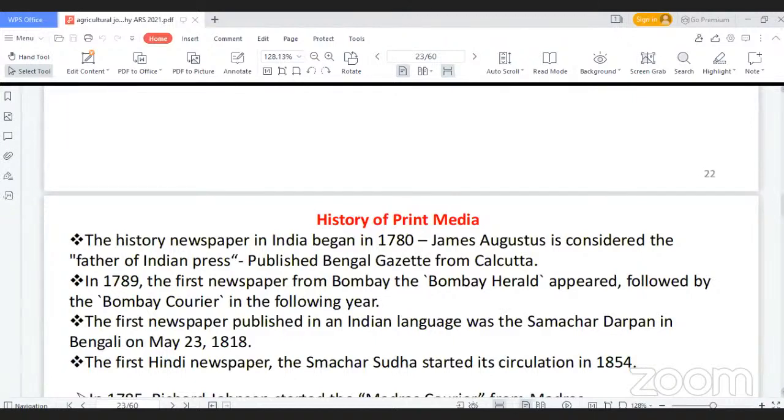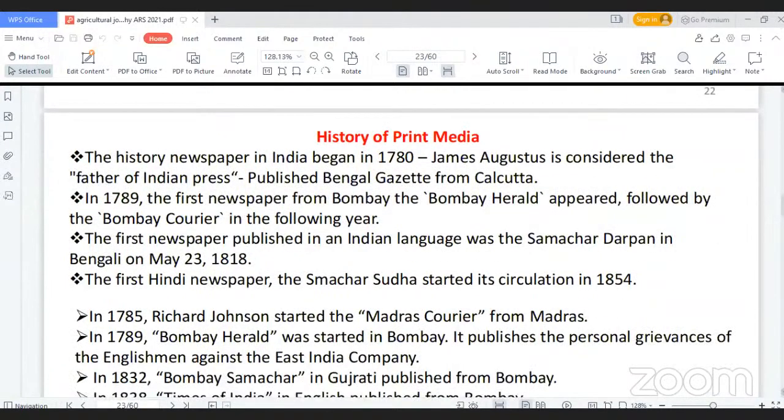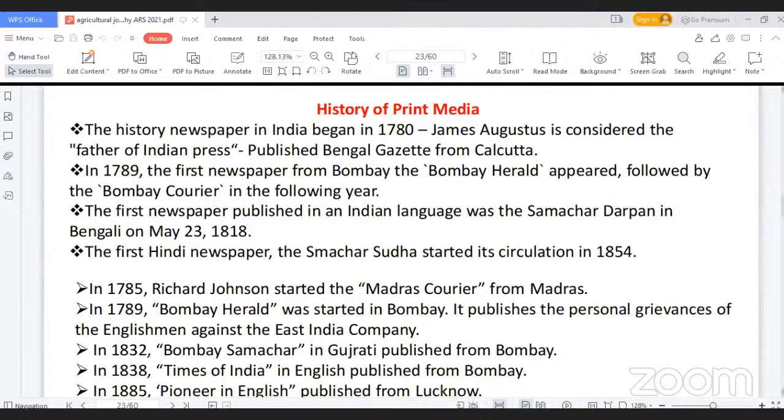This was developed, I think, by Jambekar or someone like that. Or the first newspaper in Hindi, or the first journal related to agriculture, Krishi Sudhar. So this is the history: the first Indian newspaper began in 1780 with James Augustus Hicky, also known as the father of the Indian press, known as the Bengal Gazette, or Calcutta Gazette.